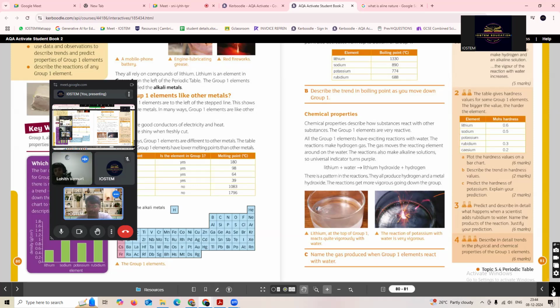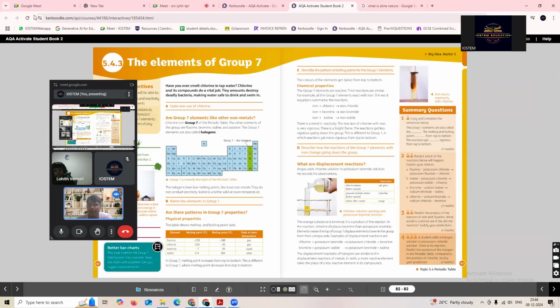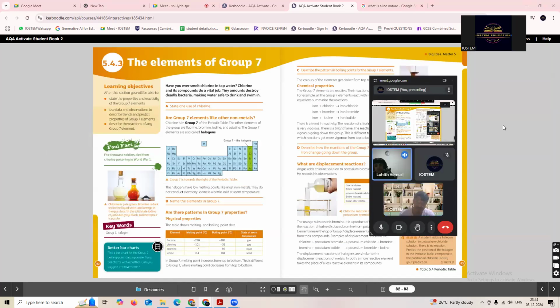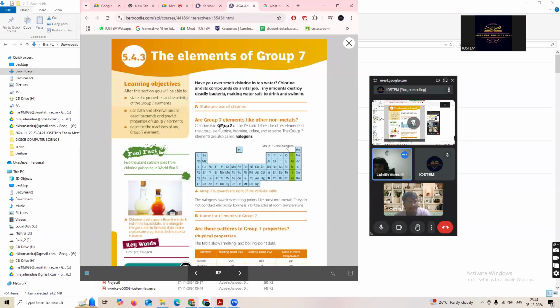Okay. We'll come to group 7. Group 7 is also very, very interesting. I know that when halogens react with an element from the alkali metals, it's called an ionic bond. What is an ionic bond? It's when a metal and a non-metal react, basically.